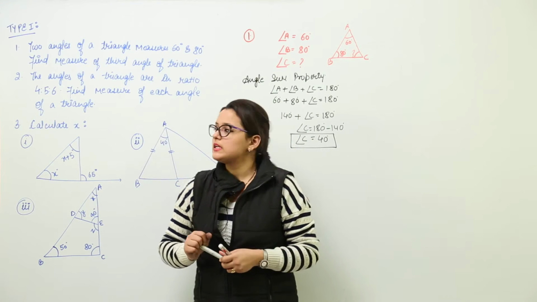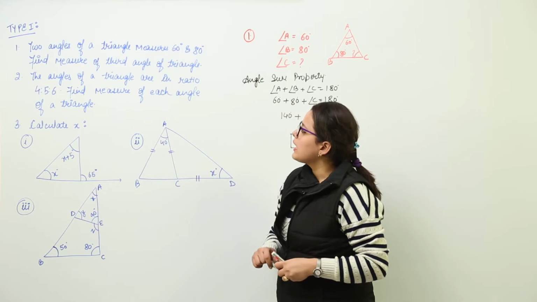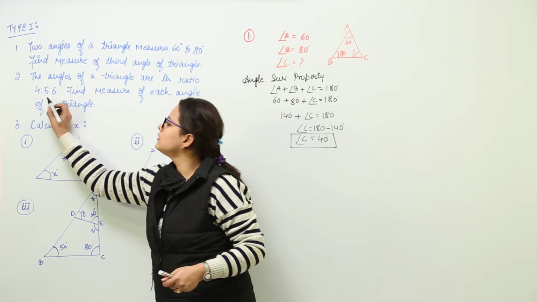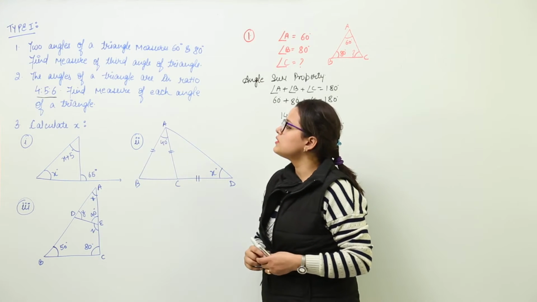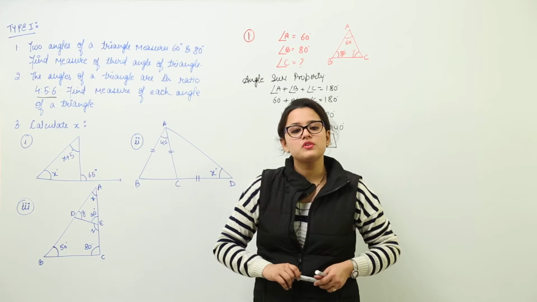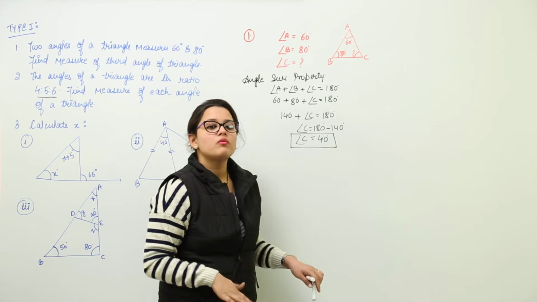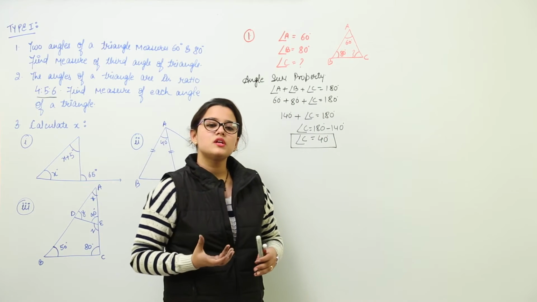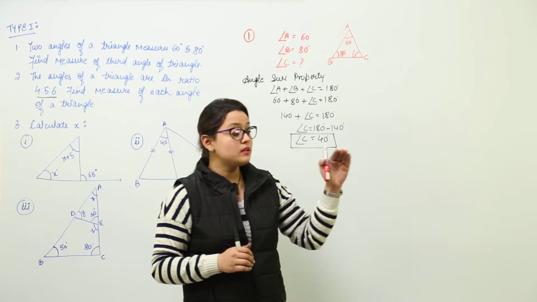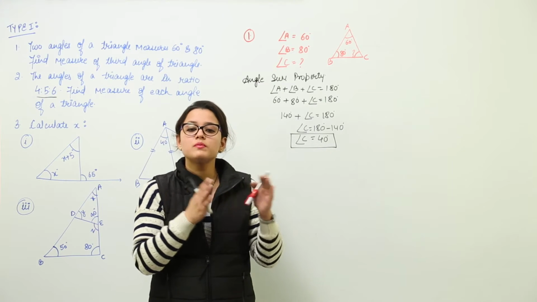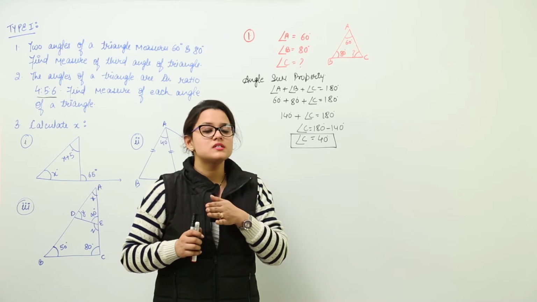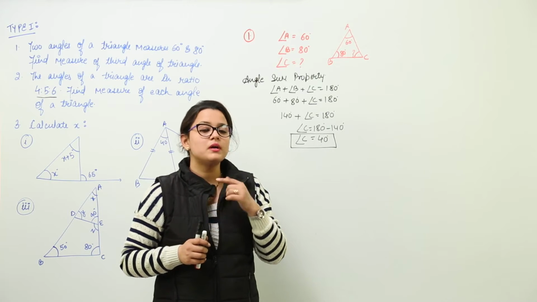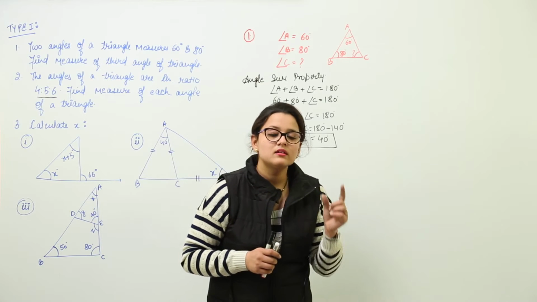The second question is, the angles of a triangle are in the ratio 4:5:6. Now the ratio of the three angles is given. We have to find the measurement of each angle of the triangle. Now before moving forward, let us understand what ratio means. Ratio means their values are in a particular format, such that they are forming a ratio, but that is not the exact measurement.